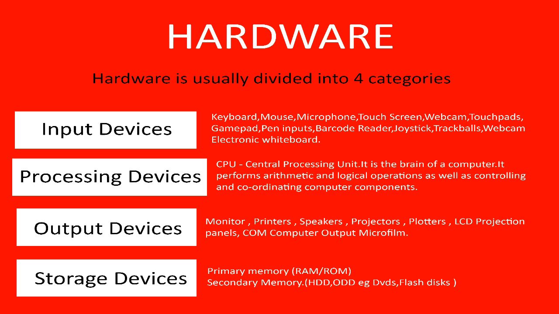The processing devices are like the CPU. This is the central processing unit. It's used to process information in the computer. The output devices are used to display or show the results after they have been processed by the CPU. And then we have the storage devices where this information or raw data is put. So you can see the storage devices.